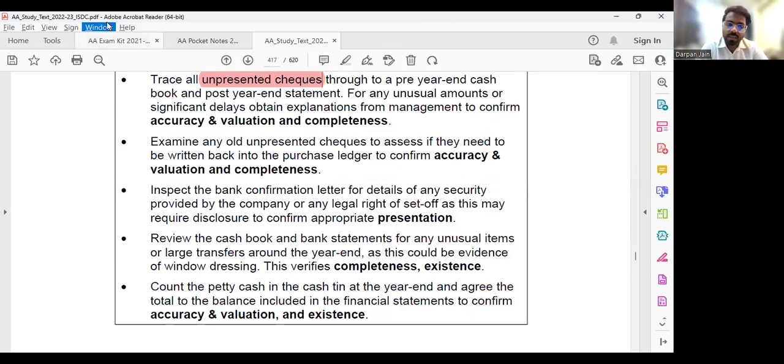Next, examine any old unpresented checks to assess if they need to be written back into the purchase ledger to confirm accuracy, valuation, and completeness. You will examine any old unpresented checks, checks which were issued but have not been presented yet, and that check is going to expire, let's say, because every check will have a validity period, right? In India, what is the validity period of the checks? Can you tell me? For how many days is the check valid? A check which I'm issuing today, can it be collected next year? Or when does the check expire in India?